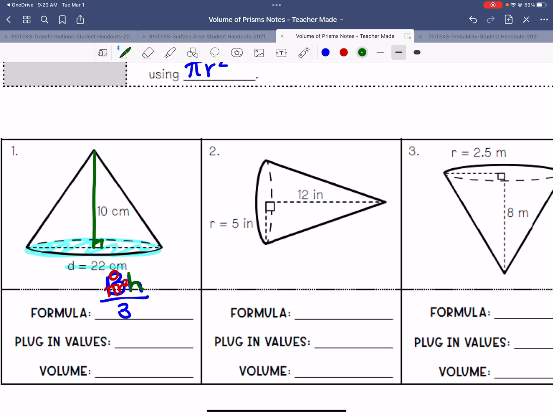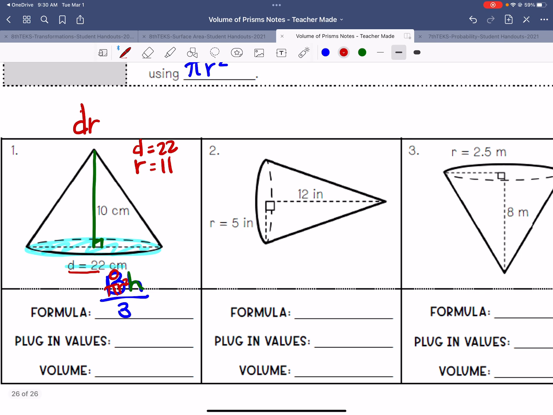Okay, I have a problem. I don't see a radius on my paper. I see a diameter of 22, so we need to find our radius first. Our diameter is 22, and remember that our diameter goes all the way across, our radius only goes halfway across. So we're going to cut that diameter in half. So it's going to be 11. Okay, now we just need to plug our numbers in.